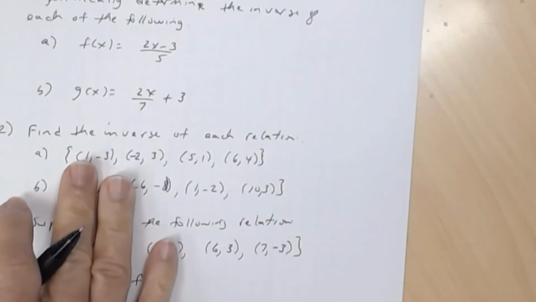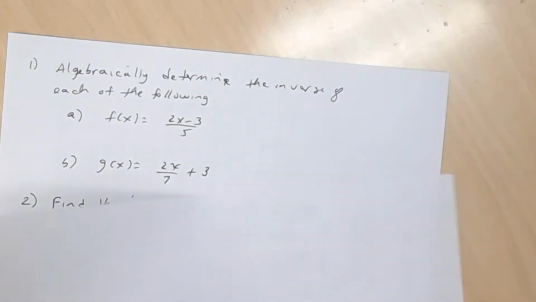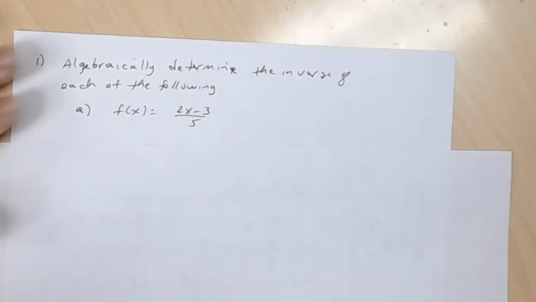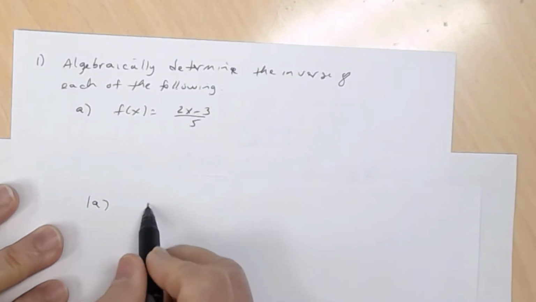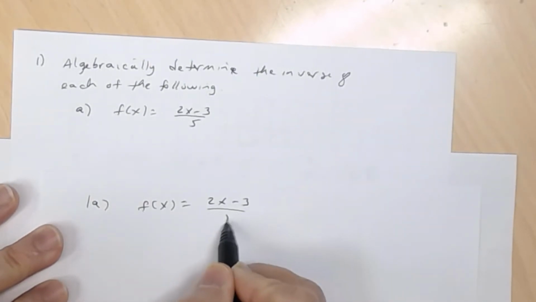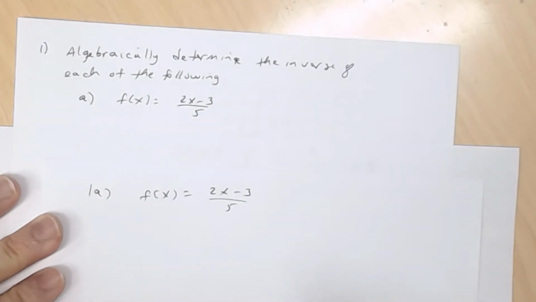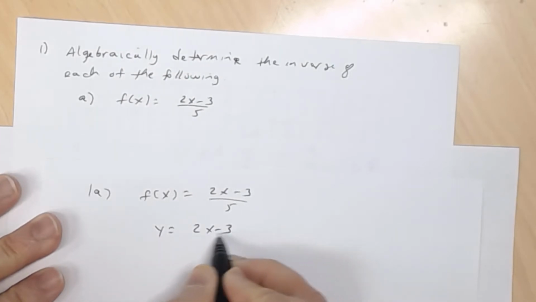All right, so this would be number 1. So number 1, algebraically determine the inverse of each of the following. All right, so you want to do this algebraically. So you've got to show those steps. So 1a, here's my function, f of x, and that's equal to (2x minus 3) divided by 5, right? All right. So remember, step 1 is to replace f of x with y. So I get y equals (2x minus 3) divided by 5.